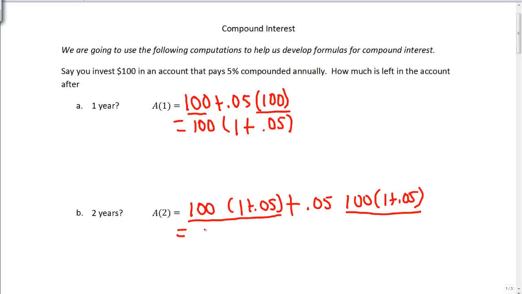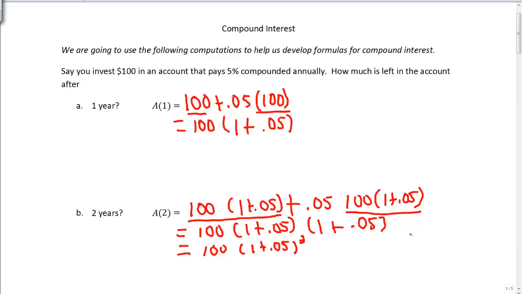So let's clean this up a little bit. I'm going to go ahead and factor out the 100 times 1 plus 0.05. And when you do that, in this first term, you're left with a 1 plus, on the second term, a 0.05. Okay, oh, look, we have a repeated factor there, right? So I can rewrite that as 100 times 1 plus 0.05 squared.